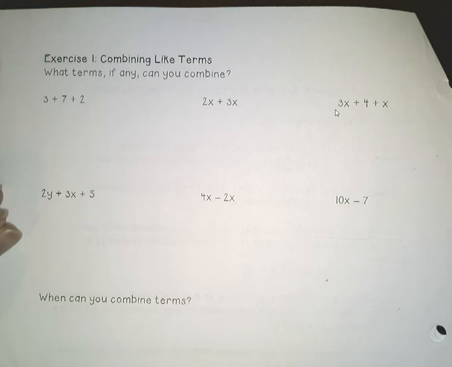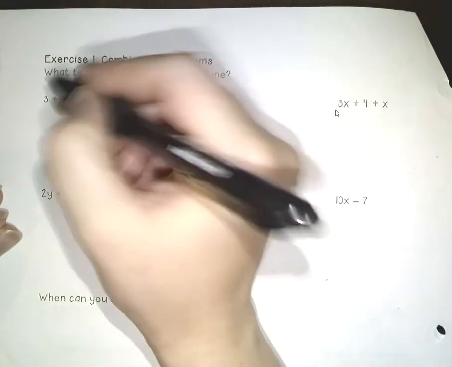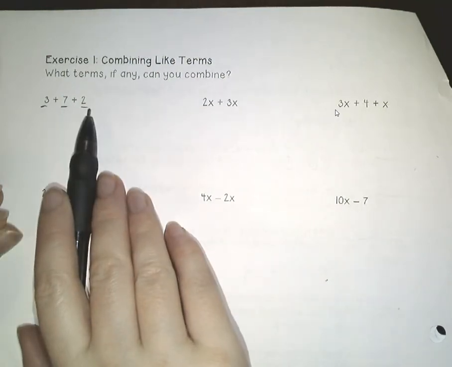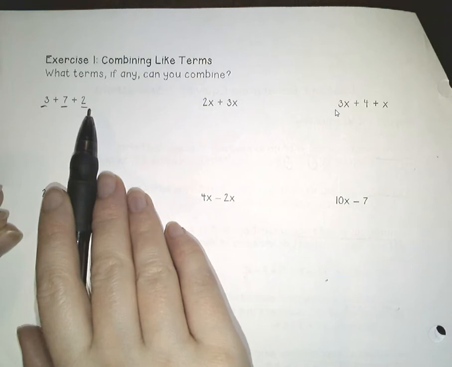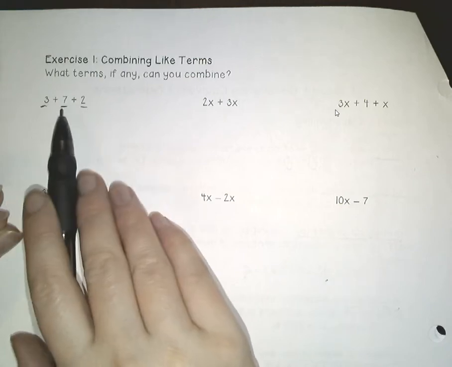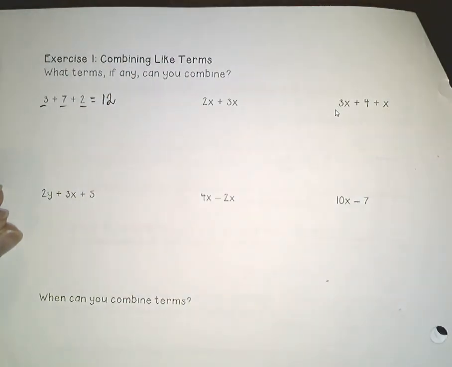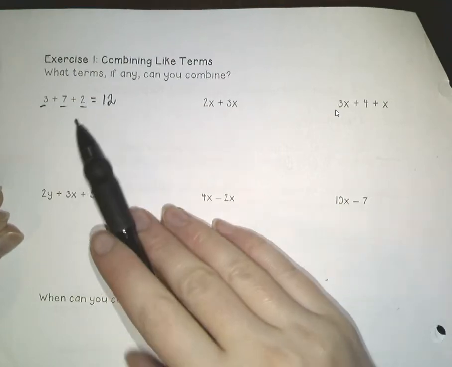So for example, 3 plus 7 plus 2. The terms are 3, 7, and 2. They're separated by the plus sign. Neither of them has variables attached to it. And this is a problem that every second grader or even first grader knows how to solve. 3 plus 7 is 10, 10 plus 2 is 12. All right, so I can write that equals 12. I just simplified my expression. I made equivalent expressions.